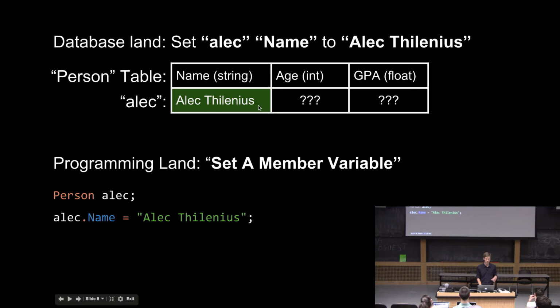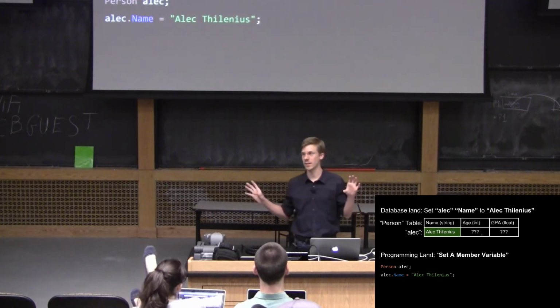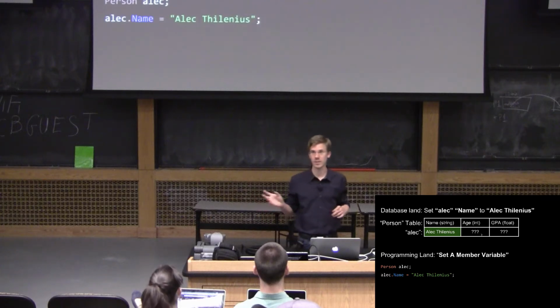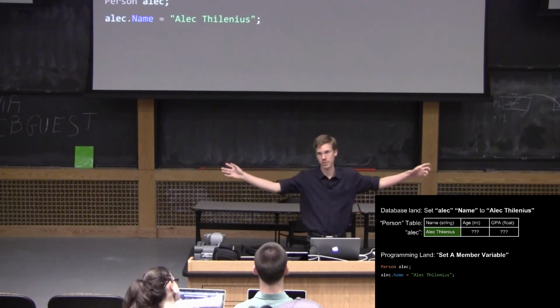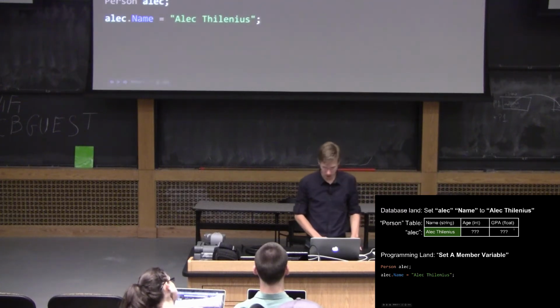Now the big difference between an instance in programming land and a row in a database is that they don't necessarily live next to each other, programming instances. So I can create multiple persons in C, and they could live in totally different parts of the memory. It's totally fine to do. And they all have to be named.